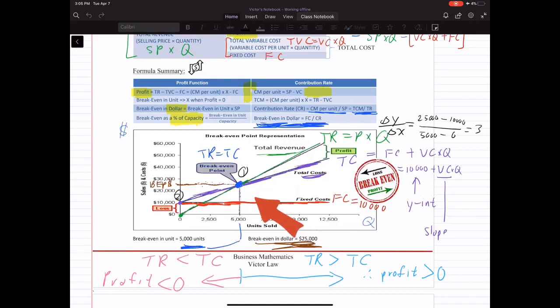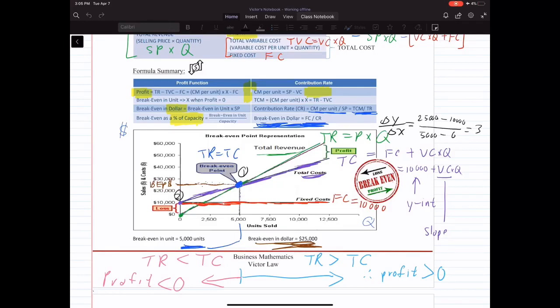Once we understand these three graphs, then we look at the break-even point. So the break-even point is basically the intersection between your total revenue and your total cost curve. Because the break-even point is the point where your profit equals zero. When your profit equals zero, that means your total revenue equals total cost. So the intersection between your total revenue and your total cost function is your break-even point.